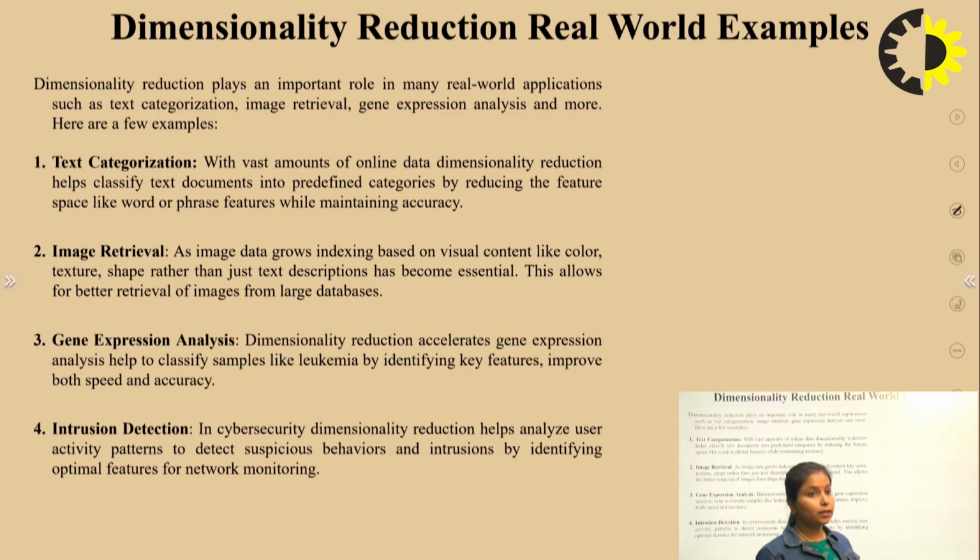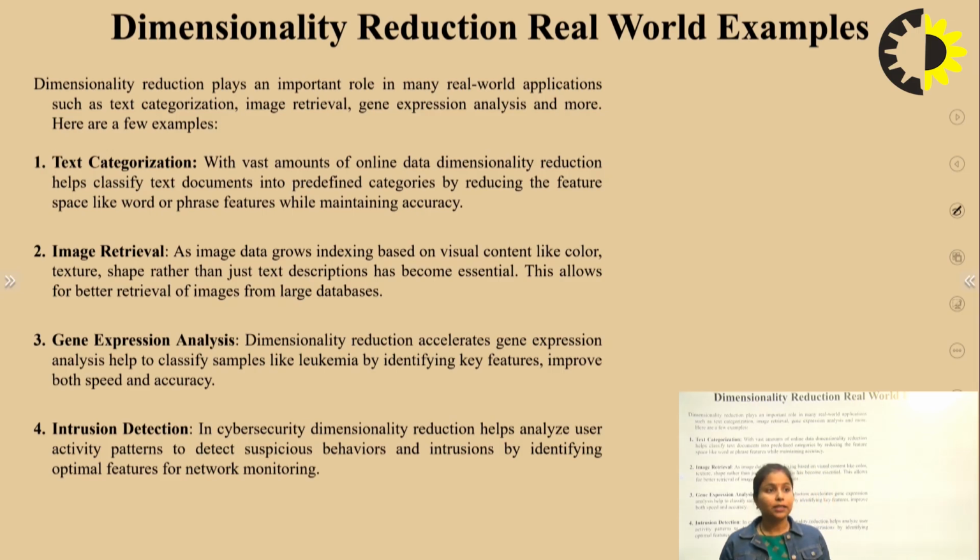The next example is image retrieval. In image retrieval, indexing based on visual content, like image color, texture, shapes and many other features rather than just text descriptions, has become essential. This allows for better retrieval of images from a large database.